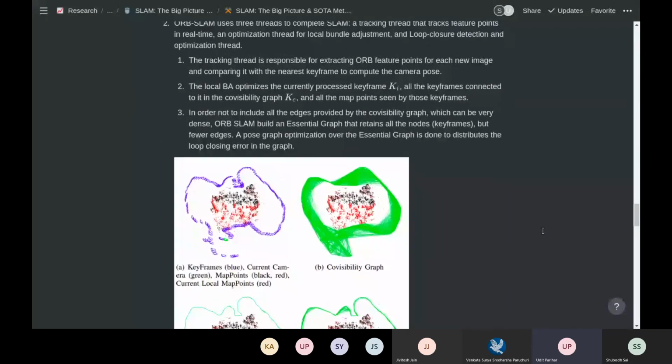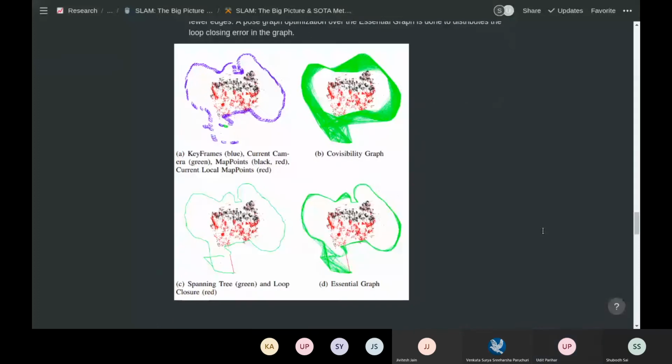If you scroll down, this green thing, figure B, is basically a co-visibility graph. You add this new keyframe, and if the number of shared features between this current keyframe and the previous frames exceeds a threshold, like 50, then there will be an edge in this co-visibility graph. You do local bundle adjustment in a local region of this co-visibility graph. You know the current keyframe and all the keyframes connected to it. There you only do local bundle adjustment.